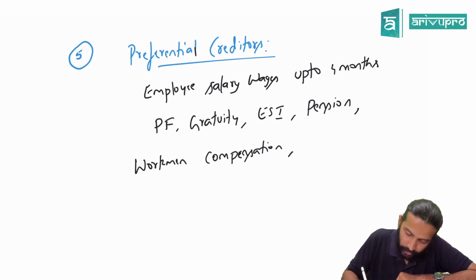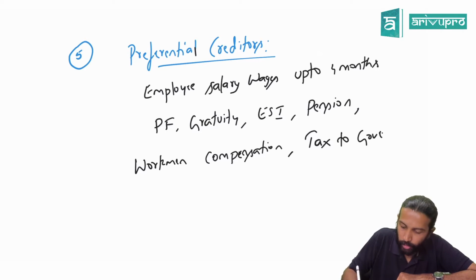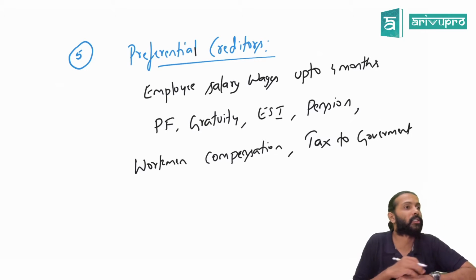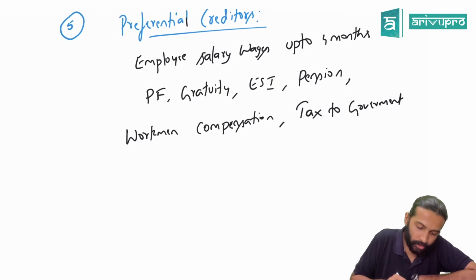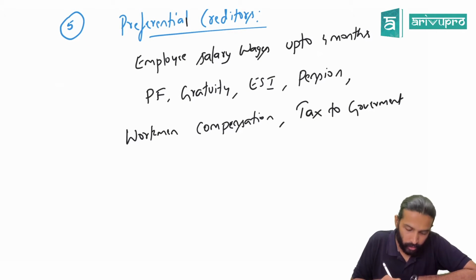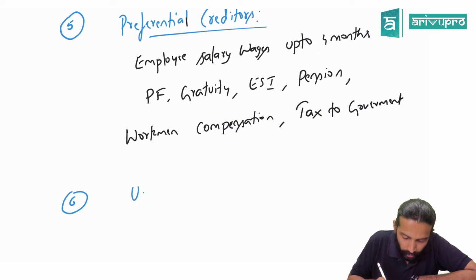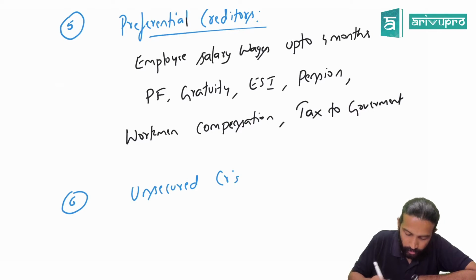And also you can write tax to the government, or government taxes, or tax which is payable to the government. That also we call as preferential creditors. Next, you make the payment to unsecured creditors.